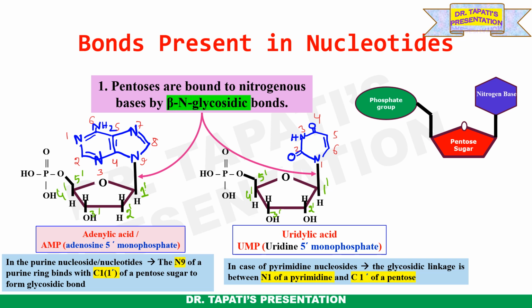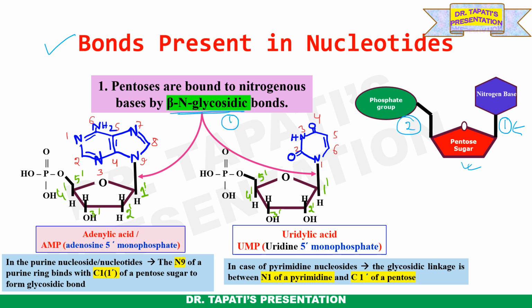Let's know what the different bonds present in a nucleotide are. In a nucleotide, pentose sugar is bound with the nitrogen base, and pentose sugar is also bound with the phosphate group. So a total of two bonds are present in a nucleotide. The first bond is between pentose sugar and nitrogen base, and that bond is known as the beta N glycosidic bond.